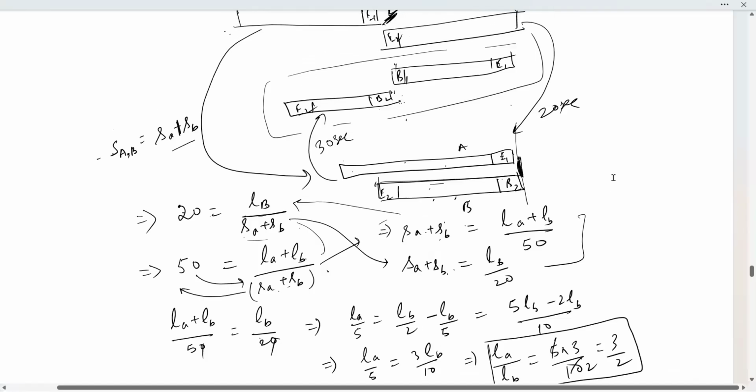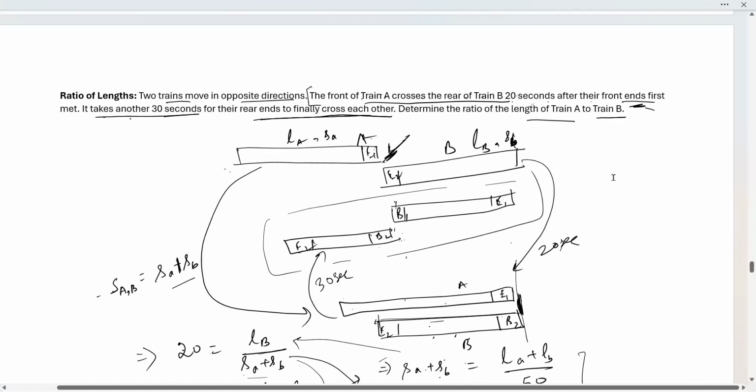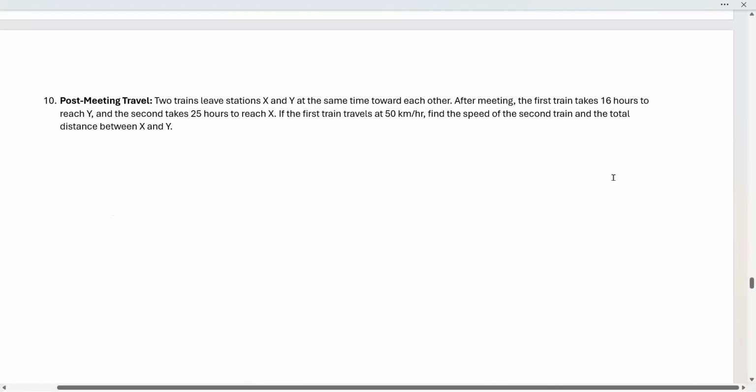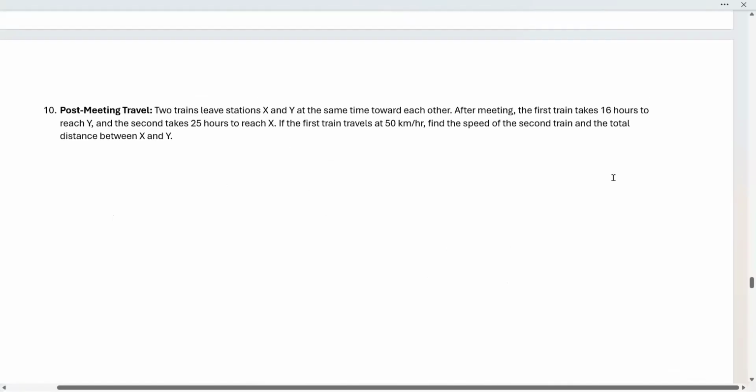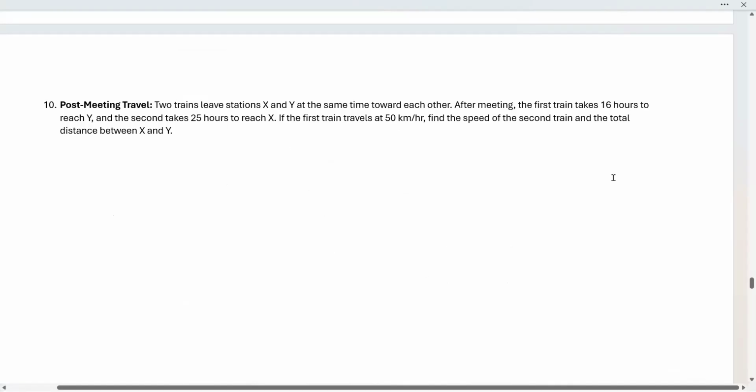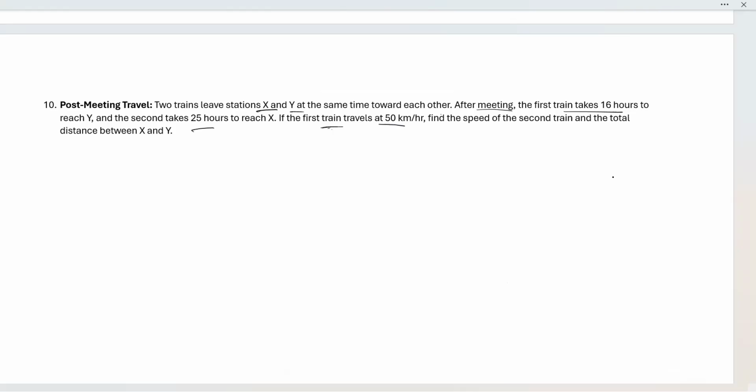ठीक है जी. I hope this is clear. Now moving on to the next question. Okay. This says the two trains leave stations X and Y at the same time towards each other. After meeting, the first train takes 16 hours to reach Y and the other takes 25 hours to reach X. Find, if the first train travels at 50 km/h, the speed of the second train and the total distance between X and Y. Okay, this question I think we have done.